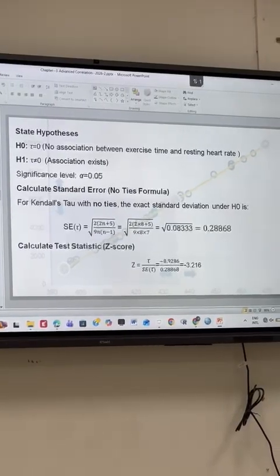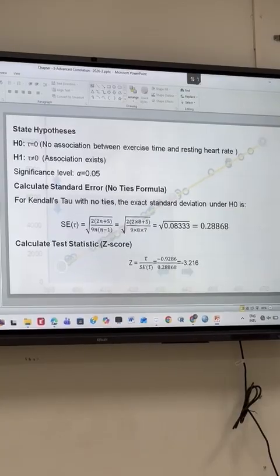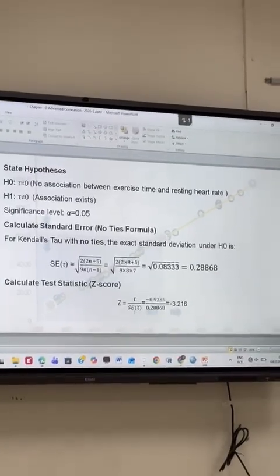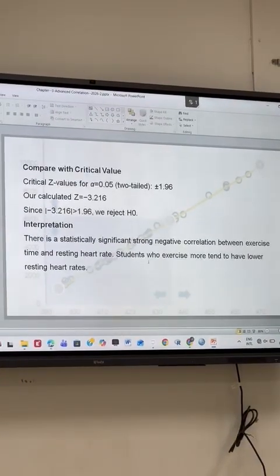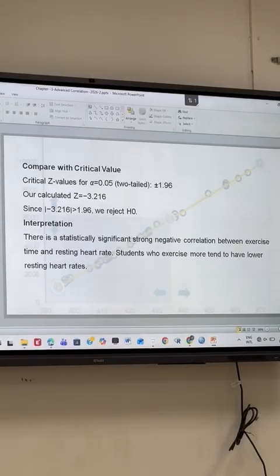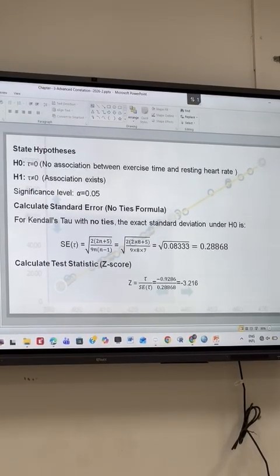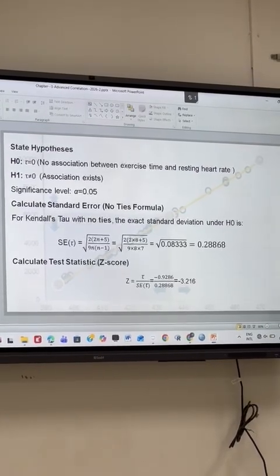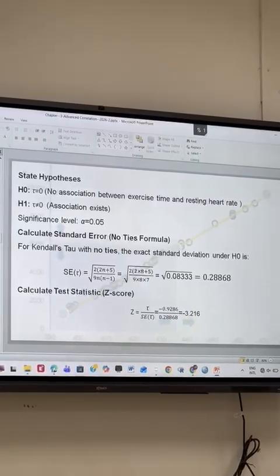Or I can ask you, what is the value of the standard error? This is the formula of standard error. With the help of standard error, you find out the Z value. After that, you write your decision and conclude. For Kendall you use Z, but for Pearson and Spearman we use the T-test. Clear? Kendall, Z.